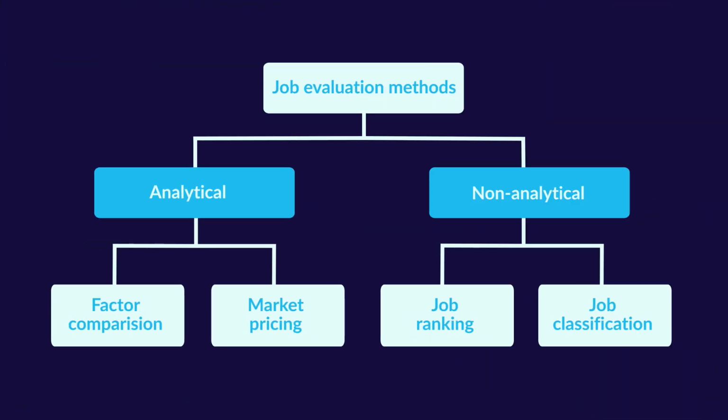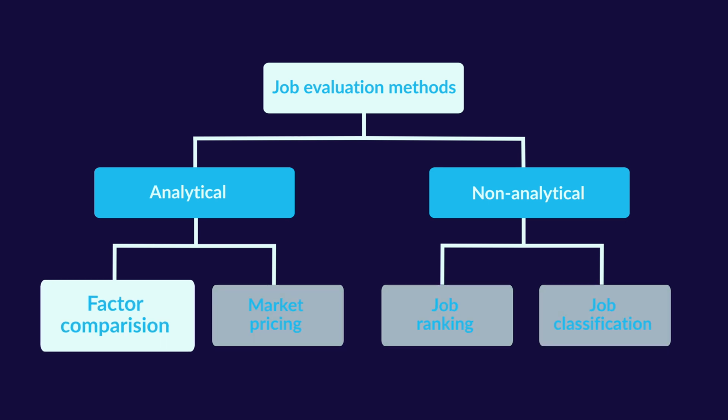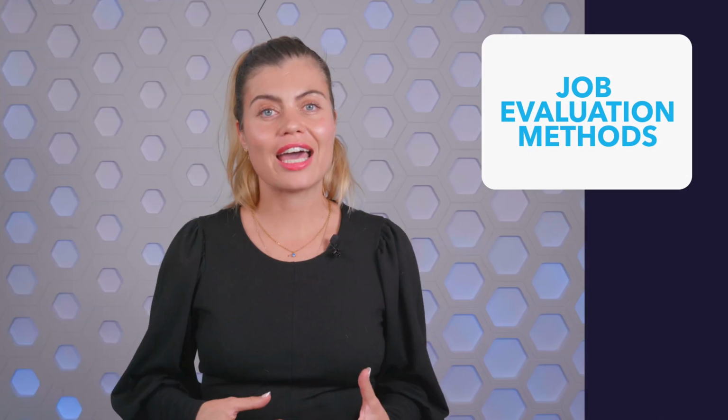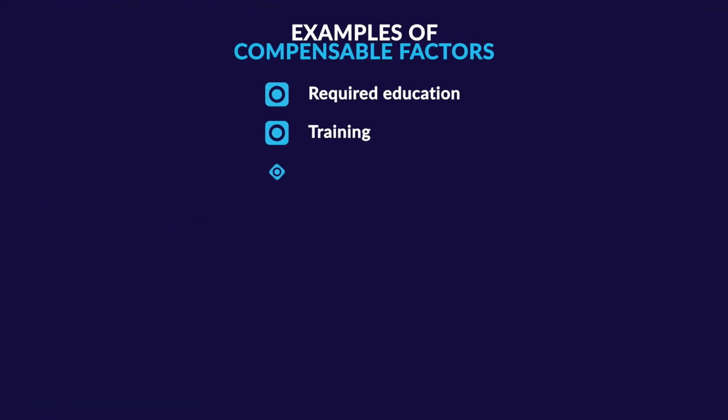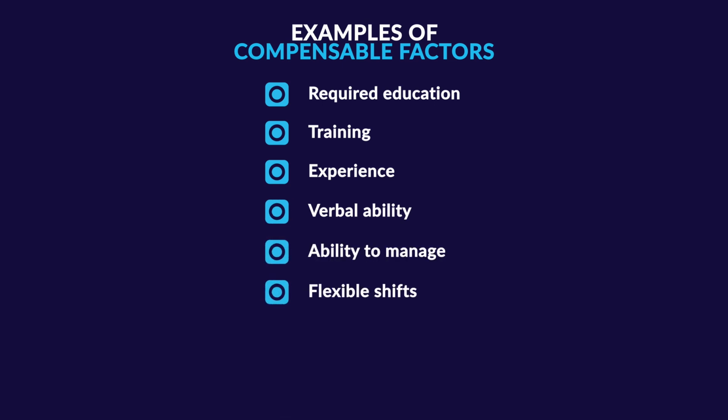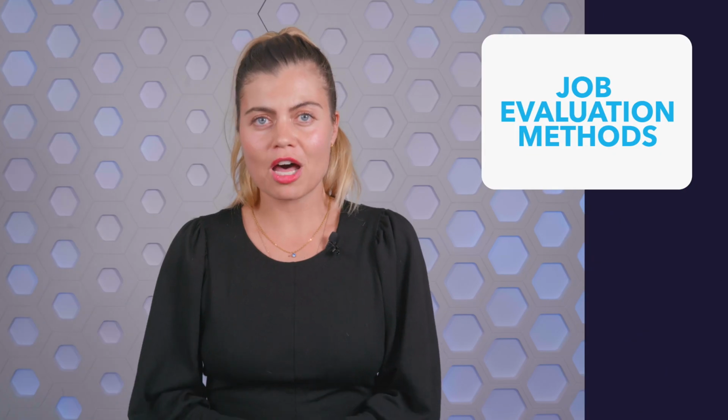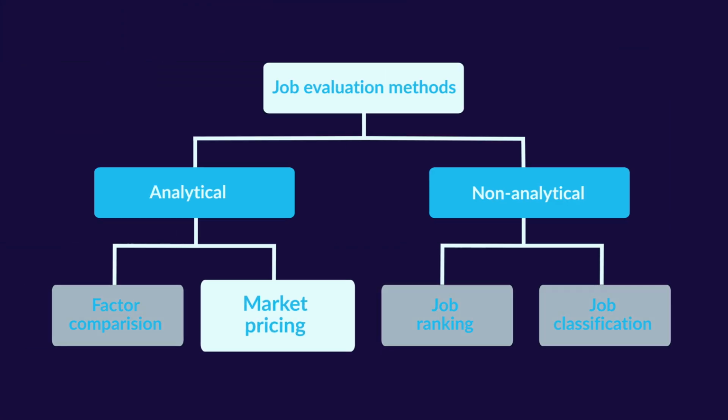On the analytical side of our model, we have the point factor, or factor comparison. Here we analyze the compensable factors. Compensable factors are the factors that an organization pays or compensates for. These include things like required education, training, experience, verbal ability, ability to manage, flexible shifts, night work, ability to listen, and so on. The more demanding compensable factors a job has, the higher the pay.